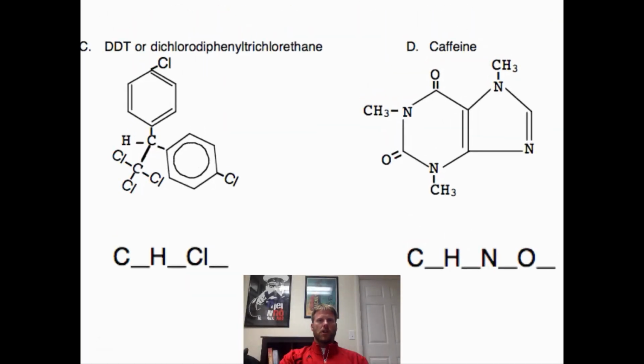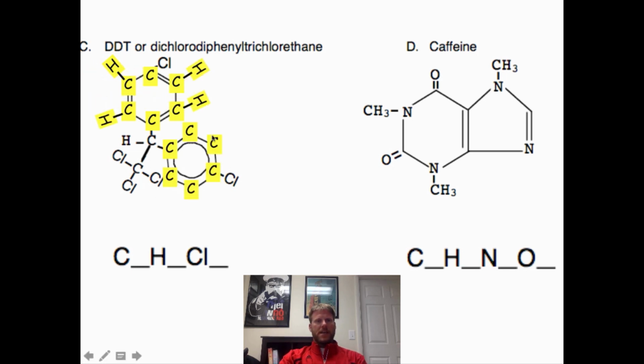DDT is a large molecule with 2 benzene rings. Let's fill in these carbons. How many hydrogens do we need to fill in on this benzene ring? 4 is the correct answer. Fill carbons in here. How about now? How many hydrogen atoms does this benzene ring need? 4 again. Counting up all the atoms would give you C14, H9, Cl5.